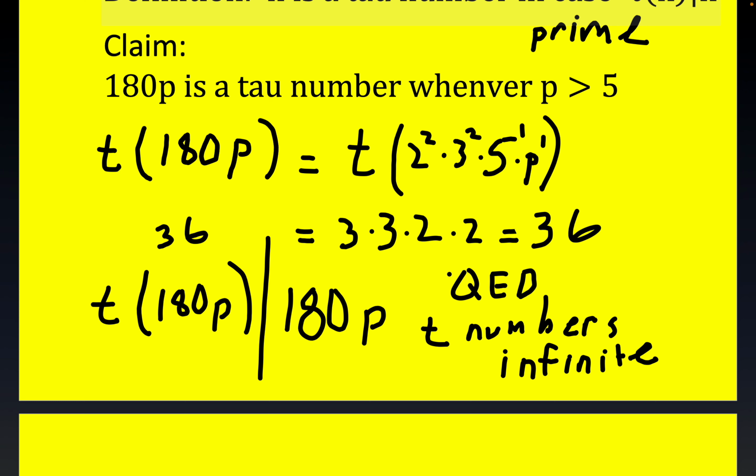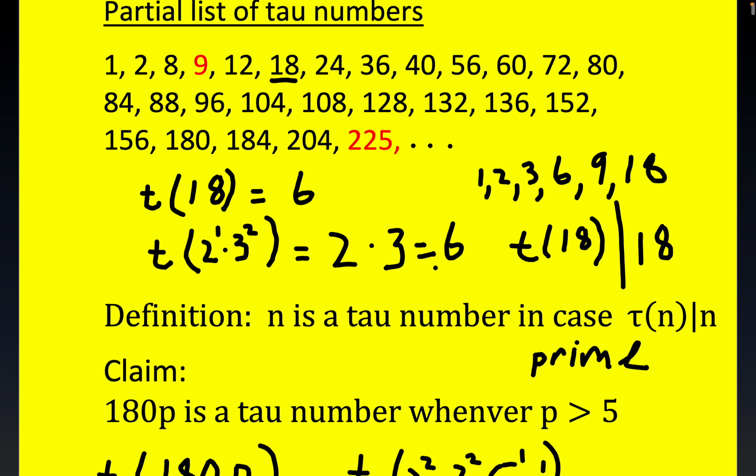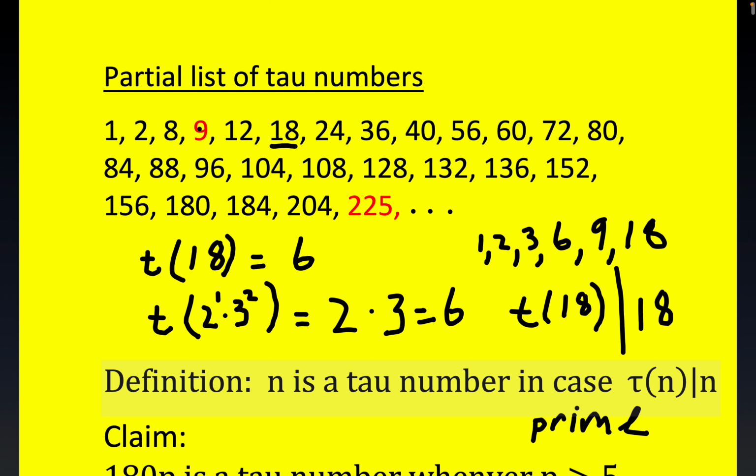All right, folks, that does it. Hope you enjoyed that. Tau numbers, there's a lot of interesting properties of them. There's some questions about the density of them compared to the prime numbers. This is another interesting thing right here, 9 and 225. They're tau numbers, but notice they're the only odd tau numbers in this list.